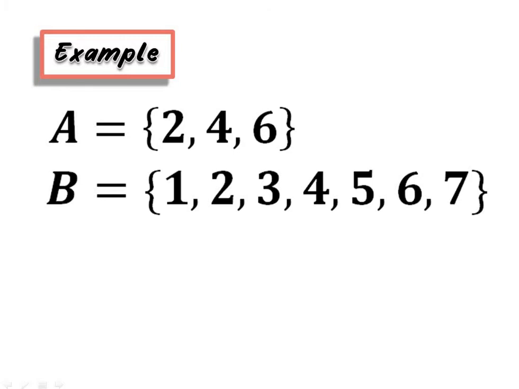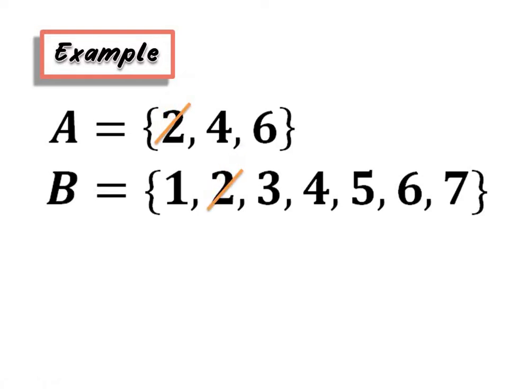Set A is equal to 2, 4, 6, and set B is equal to 1, 2, 3, 4, 5, 6, 7. Let's check if A is a proper subset of B. Identify if the elements in A is also an element in B. Let's try to mark all the elements that has a match. Let's start with 2. 2 is an element in set A. Does it have a match in set B? Good job. So let's mark it this way.